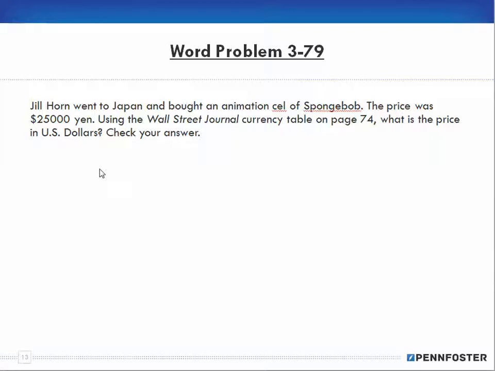3-79, the last problem. Squeeze it in here. Jill Horn went to Japan and bought an animation cell of SpongeBob. The price was 25,000 yen. Okay, back to the currency conversion.